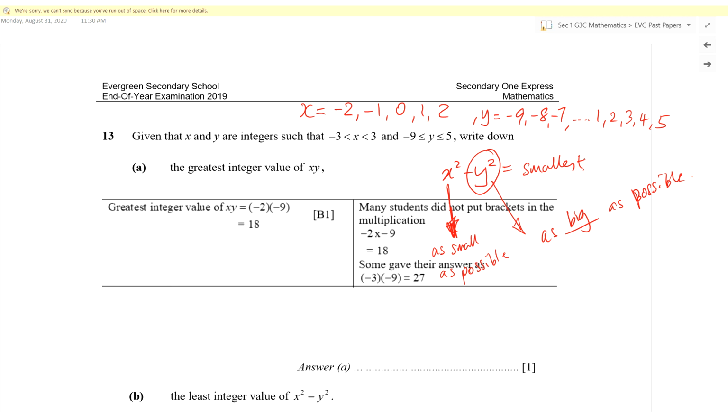Is it negative 2 times negative 2? No, negative 2 times negative 2, you get positive 4. How about negative 1 times negative 1? You get 1. How about 0 times 0? You get 0. That's the smallest already, because when you continue, you get 1 again, then you get 4. So this, as small as possible, x squared equals 0. Now for y squared to be as big as possible, y squared equals negative 9 squared, which is 81. As big as possible. So the smallest x squared minus y squared equals negative 81.